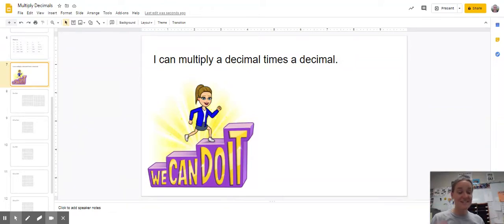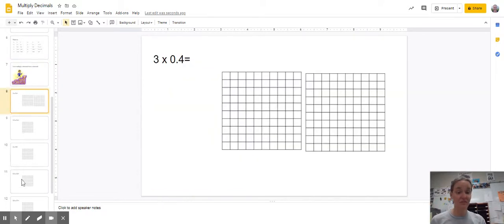Fantastic fifth graders. Today we are going to practice multiplying a decimal times another decimal. We can do this. All right, let's start off with a whole number, 3 times 4/10, a decimal.